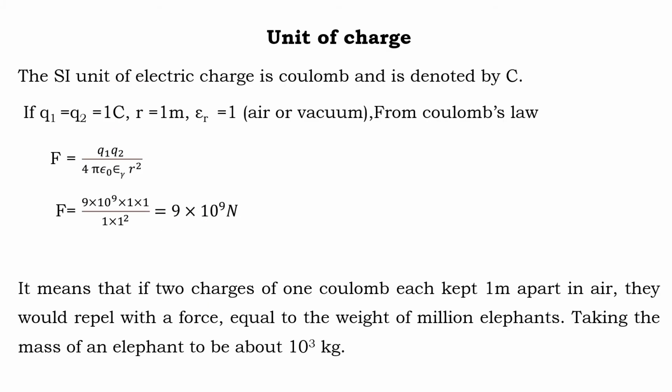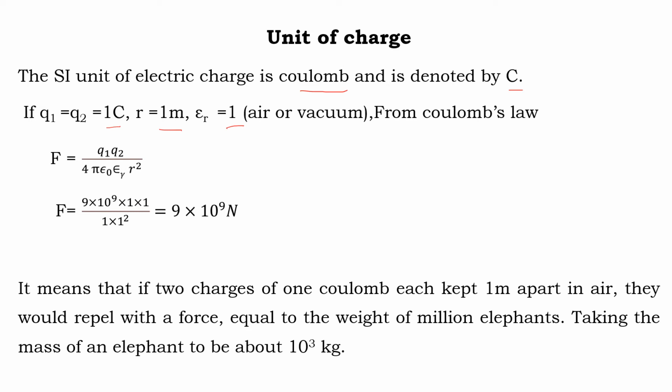Next is the unit of charge. The SI unit of electric charge is Coulomb and is denoted by C. If the charges Q1 and Q2 have unit values, that is Q1 is equal to Q2 is equal to 1 Coulomb, and the distance of separation between the two charges is unit value, that is r is equal to 1 meter, and the relative permittivity of the medium is given as 1.